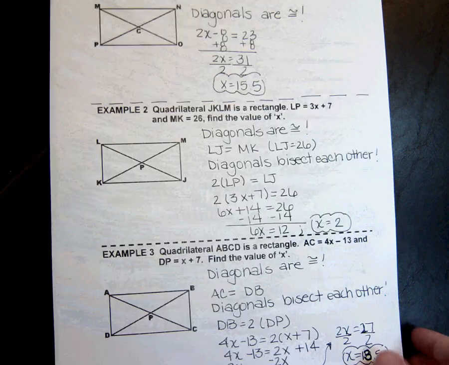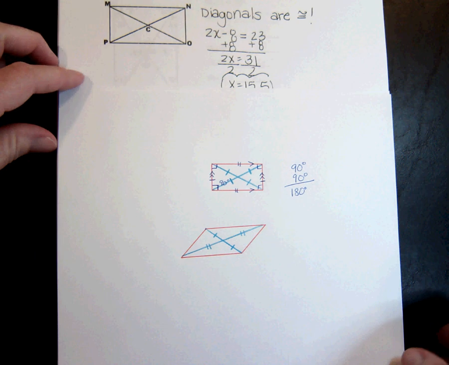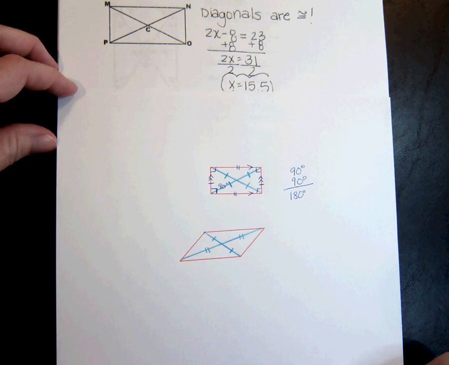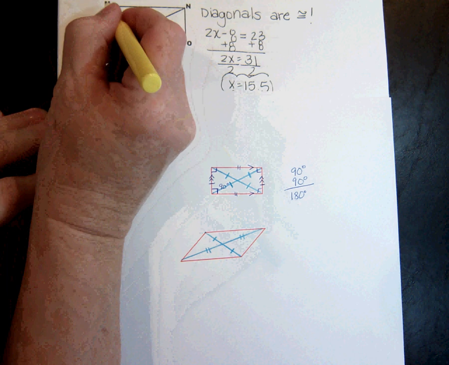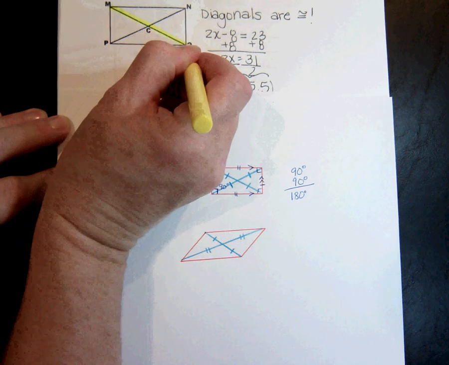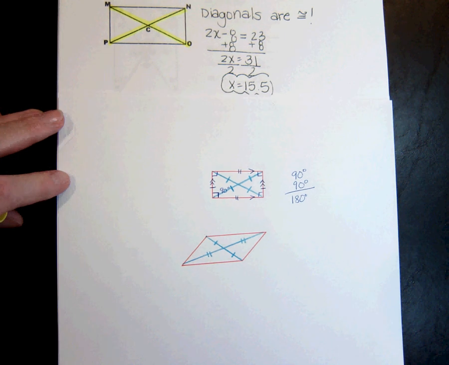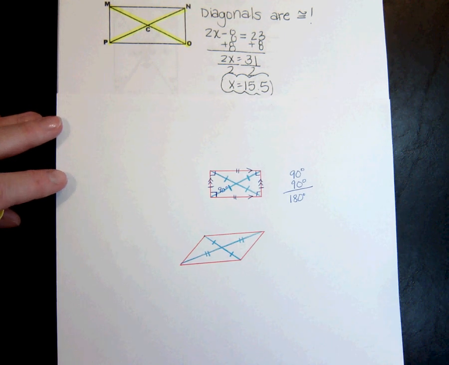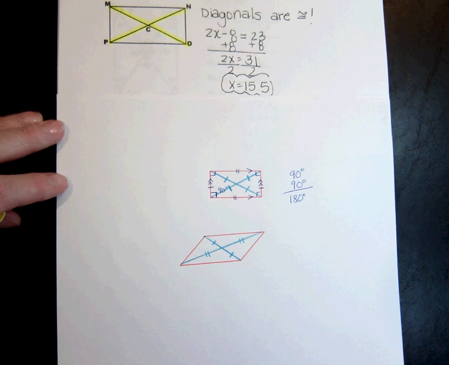Okay, look at the next example. Quadrilateral MNOP is a rectangle. So MO equals 2x minus 8, and NP is 23. So if the diagonals are congruent, we can highlight them again. This whole distance was given to us along with this whole distance. Set them equal and solve, and you get x equals 15.5. I'll give you a minute to work through those.